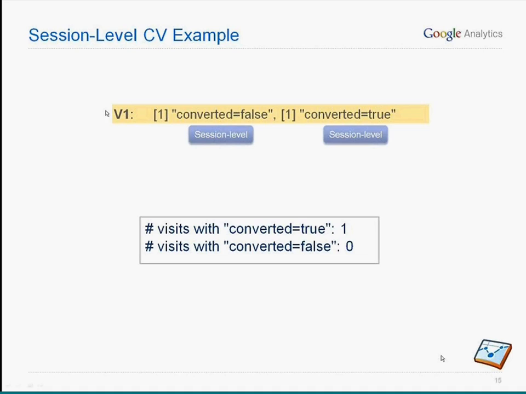For this session, the intention of the person implementing this is that the person who came through page 1 wanted to buy something and then buy on page 2. So clearly, for that session, the conversion is true. Right? So the number of visits, if this is the only visit that exists, where converted equal to true has to be 1, while converted equal to false has to be 0.